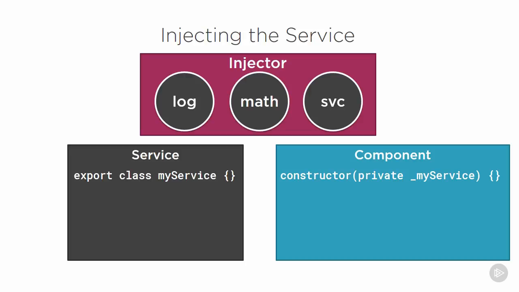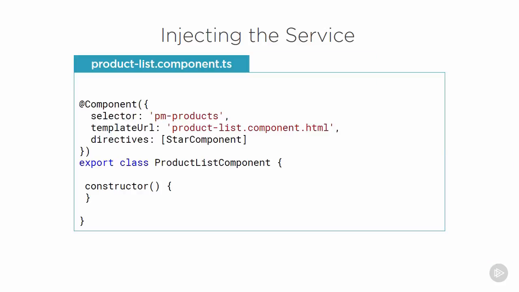Here again is our diagram. In the last clip, we saw how to register the service with the Angular injector. Now we just need to define it as a dependency, so the injector will provide the instance in the classes that need it. So, how do we do dependency injection in Angular?